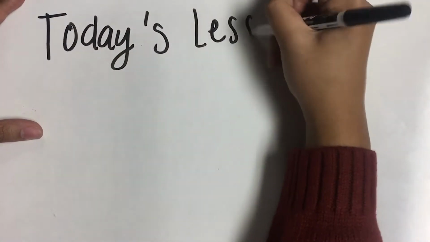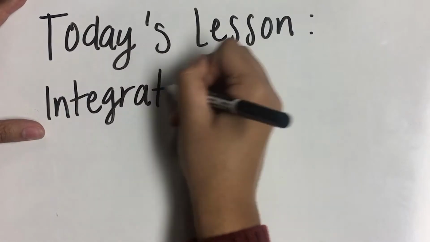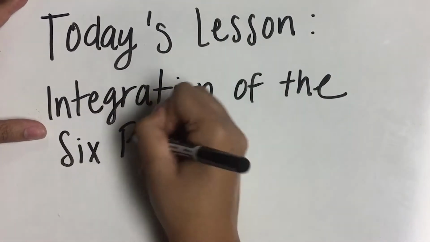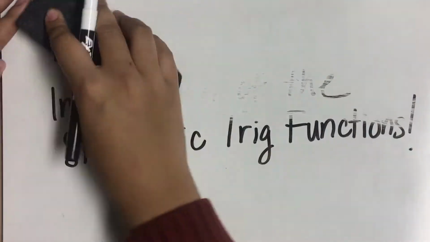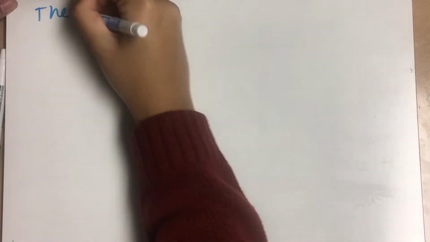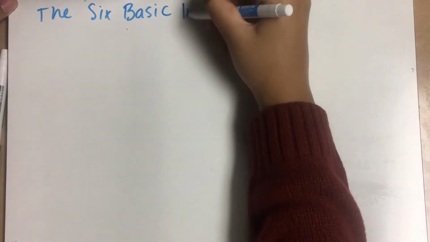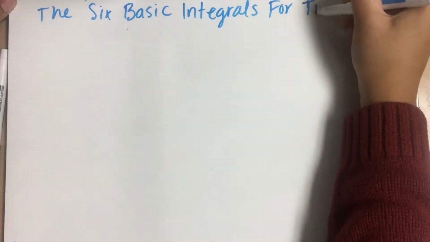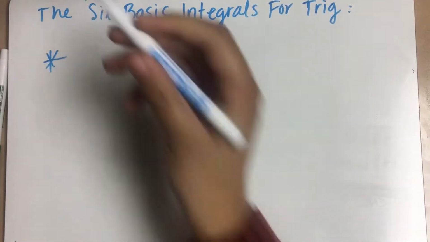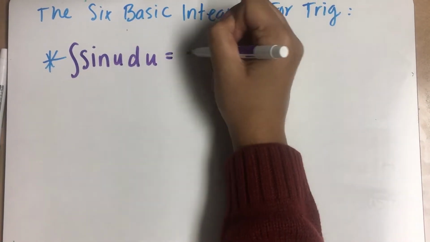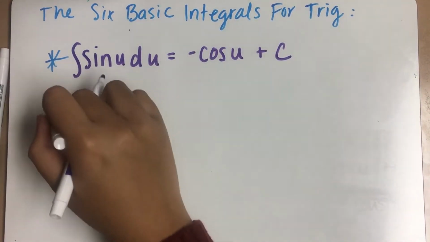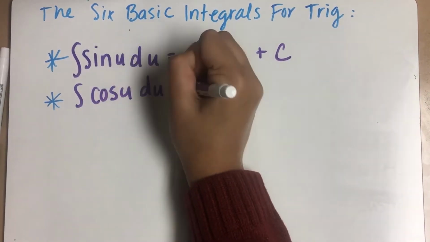Today's lesson is the integration of the 6 basic trig functions. These are the integrals of the 6 basic trig functions. The integration of sine u du equals negative cosine u plus c. The integration of cosine u du equals sine u plus c.